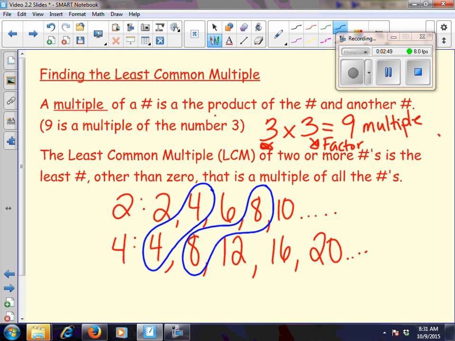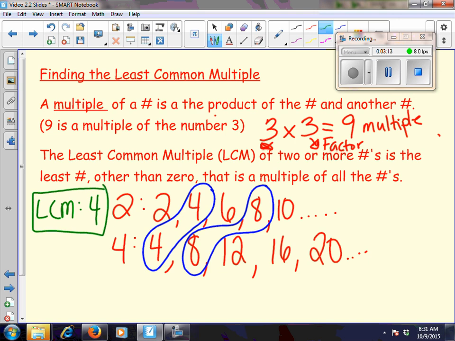I wonder what the next one would be. Well, if we kept going up by 2s, I'm pretty sure we'd hit 12, and we would keep going and going and going. There's a never-ending number of common multiples, but there's only one least common multiple, and as you can see, that's the number 4. The least common multiple is the first multiple they have in common, and this one is 4.